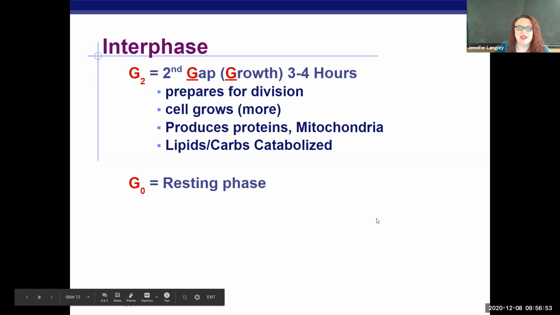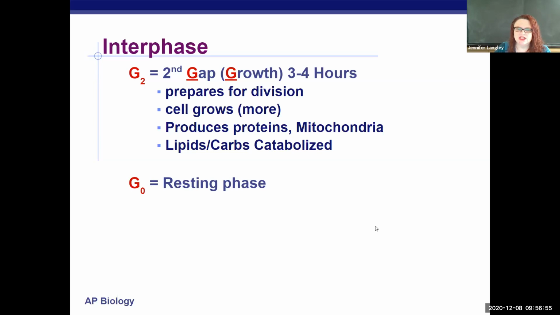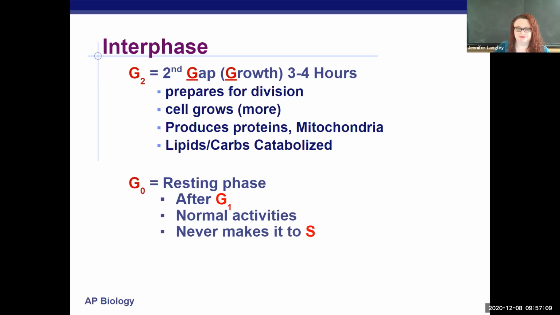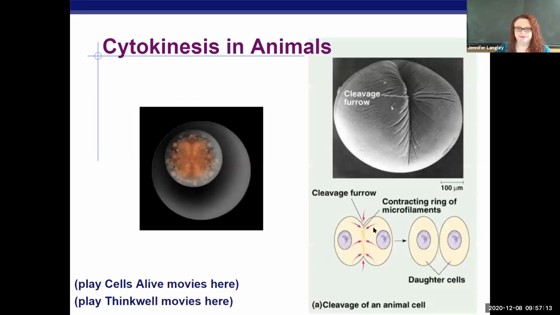Now, if it is a cell that is going to go into the resting phase, we say that's G0. It happens after G1. So from G1, instead of going into synthesis, it is what we call G0. And it just continues to do its normal activities, and it never actually goes into the S phase.